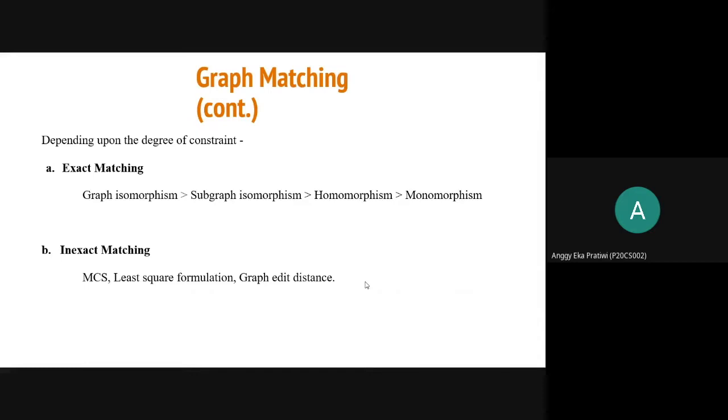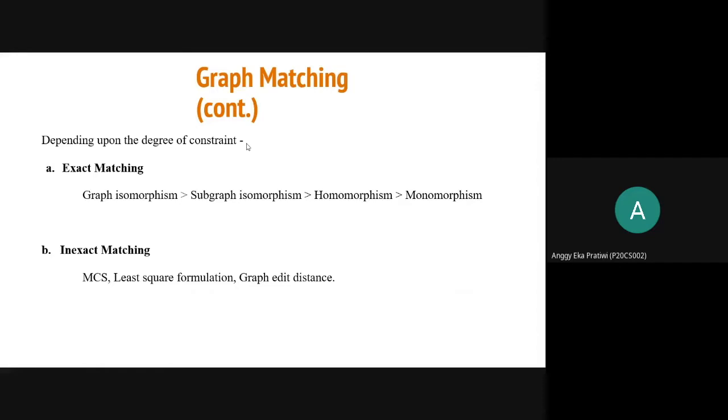So what is the problem in graph matching? The graph matching problem is formulated with two graphs. Find correspondence between their vertices which provides the best alignment of the graph structure. Depending on the degree of constraint, we can get different formulations of the graph matching problem.